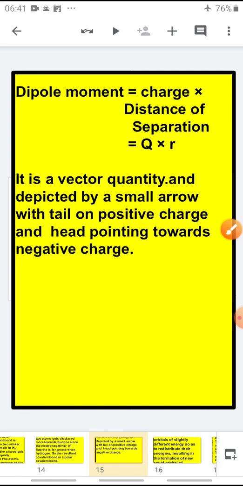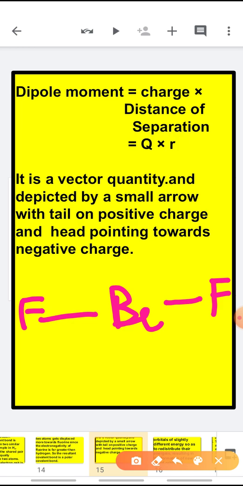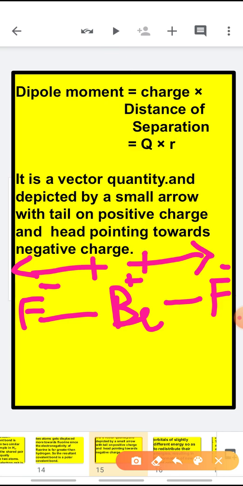Clear? Similarly, if I take the example of the BeF2 molecule, this is Be, beryllium, this is fluorine, and this is another fluorine. You all know that fluorine will be negatively charged, Be will be positively charged, and the arrows will be like this. So the resultant dipole will be nowhere. Why? Because they are equally pulled on both sides. So I hope you have understood about the polarity of the bonds.